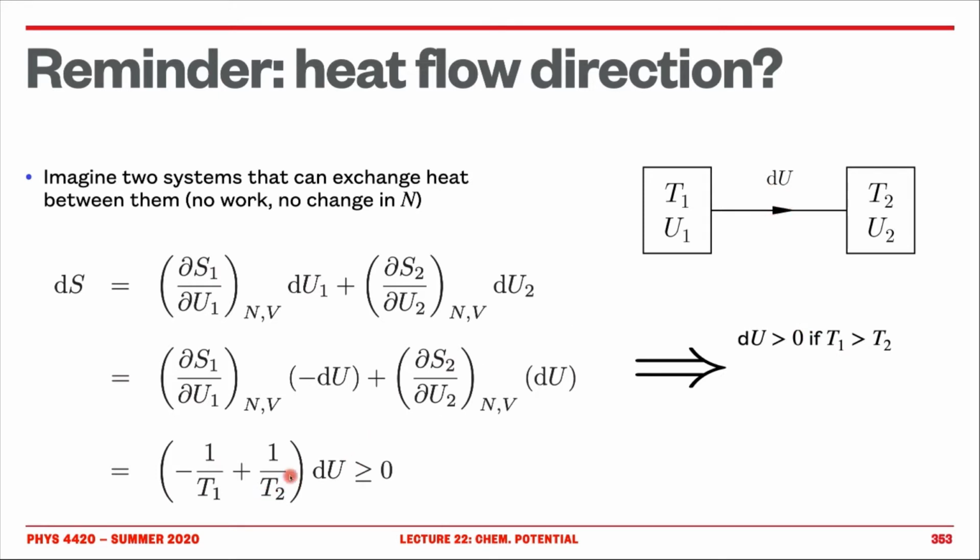Okay, as you see here, du has to be positive if T1 is larger than T2, because if T1 is larger than T2, this term here will be positive. Therefore, positive times positive will be positive.